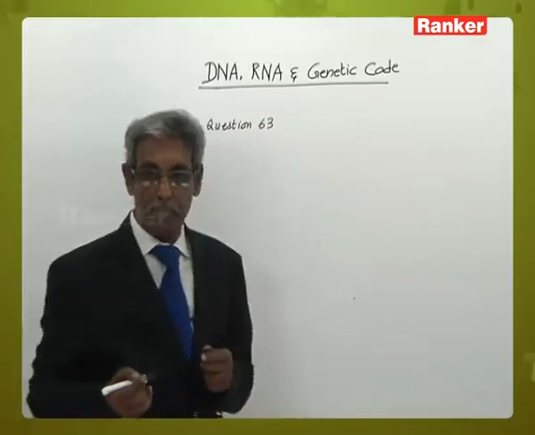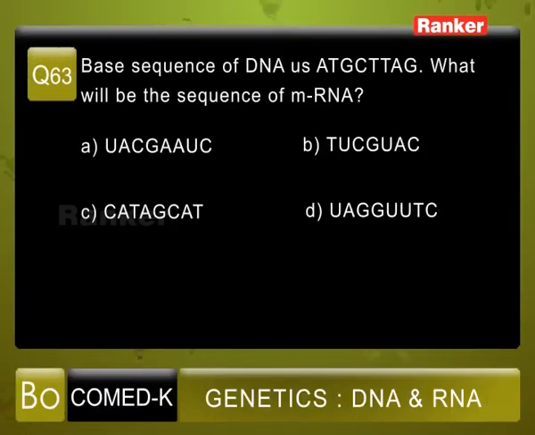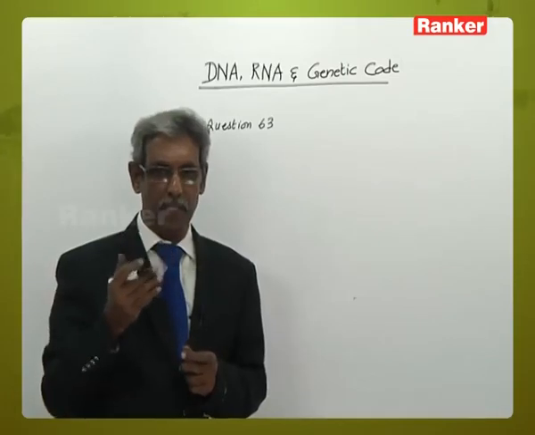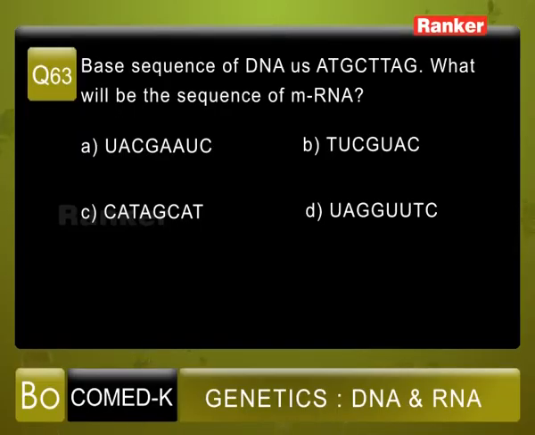Question number 63. The base sequence on DNA is given as ATG, CT, TAG. What will be the sequence of the mRNA? As implicated by several of the questions, wherever there is an A, you get a U. The choices are UAC, GAA, UC. Hence, the answer is A.